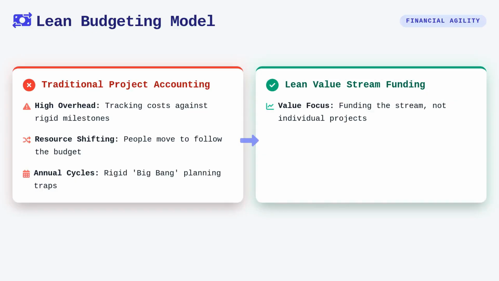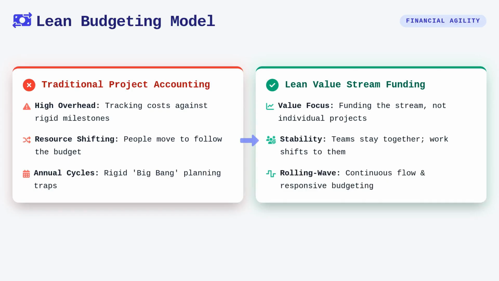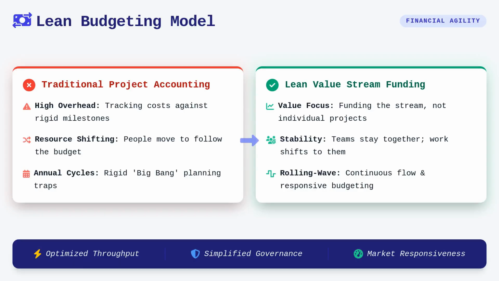Lean budgeting flips this model by funding the value stream itself rather than the individual projects residing within it. Because Agile Release Trains represent long-lived teams of teams, they provide the stability required to optimize throughput and quality over time. Instead of constantly shifting people to where the project budget dictates, we keep the teams together and shift the work to the teams. This approach drastically simplifies financial governance by reducing the need for rigid, annual project-based accounting.